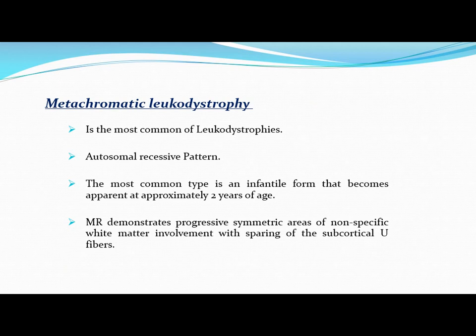Metachromatic leukodystrophy is the most common of leukodystrophies, autosomal recessive pattern. The most common type is an infantile form that becomes apparent at approximately 2 years of age. MR demonstrates progressive symmetric areas of non-specific white matter involvement with sparing of the subcortical U fibers.